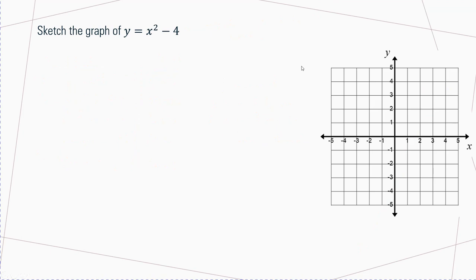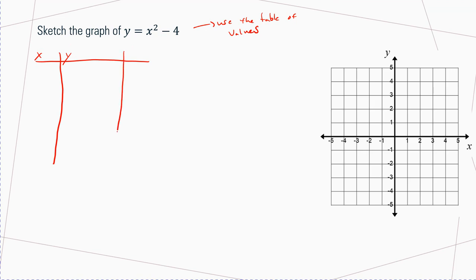So now here, sketch the graph of y is equal to x squared minus 4. Okay, so notice I got a squared term in here. So again, I'm going to use the table of values. So x, y, and I'm going to get my ordered pairs, my x comma y. So let's just pick the same values again. Let's go -2, -1, 0, 1, and 2.